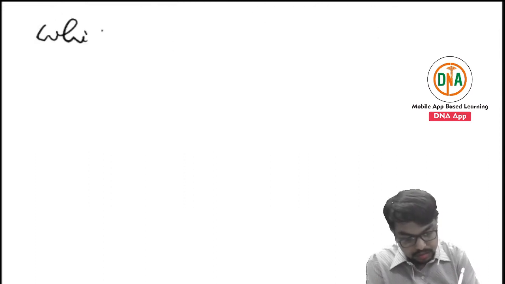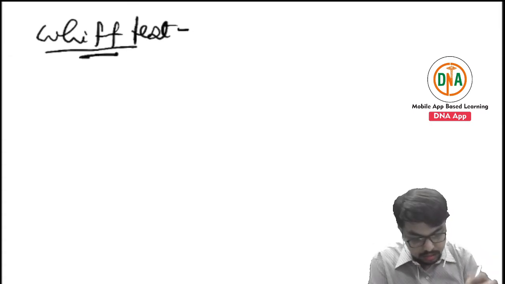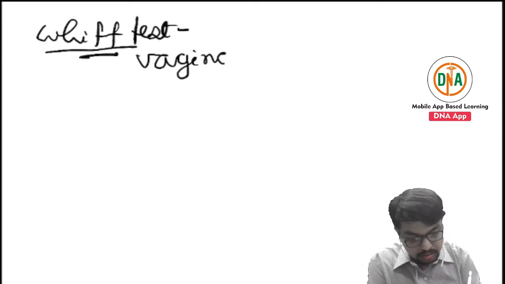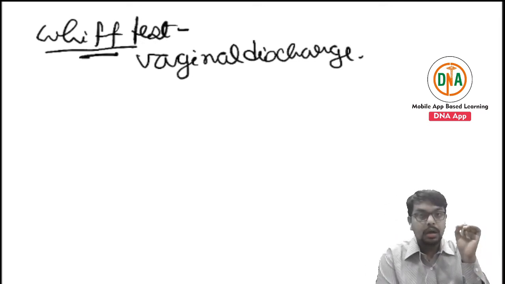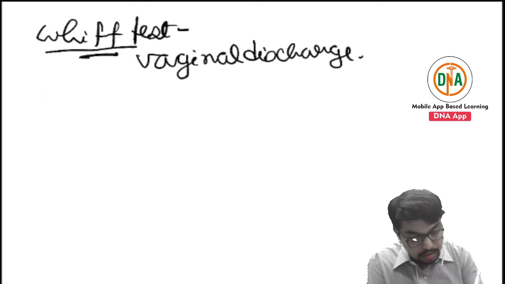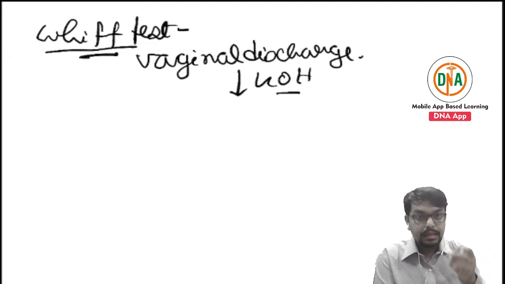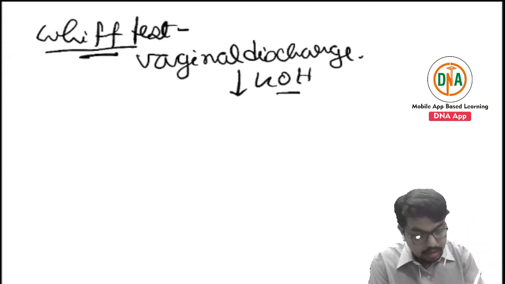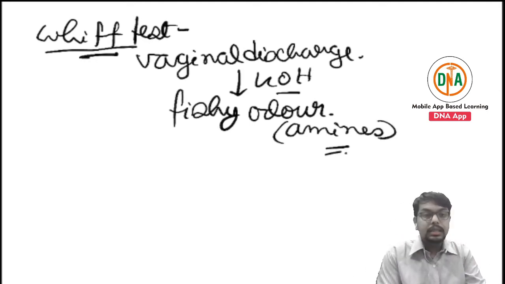First is whiff test. What is done is the vaginal discharge is taken over a slide. Then after inserting the pH paper to demonstrate the raised pH value, potassium hydroxide is applied over this. And the vapor that is evaporated is whiffed in this manner. There is a slide and this is taken in such a manner. There is a fishy odor due to production of amines. So this is called whiff test.